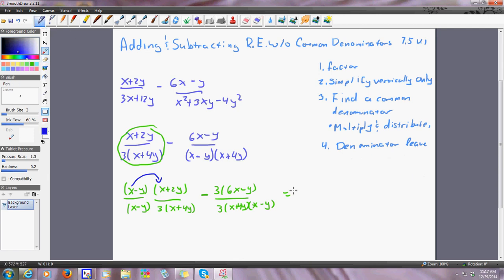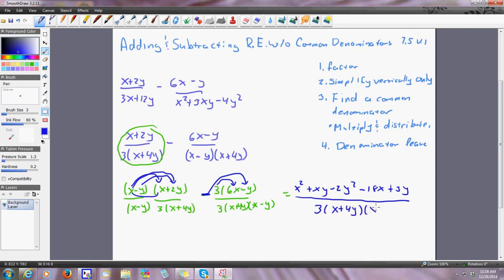I got x squared plus 2xy minus xy, right? Plus 2xy minus xy gives me plus xy minus 2y squared, minus, now I'm going to distribute this, but I have to negate it. So 3 times 6x is 18x, so it's going to be negative 18x. And I get negative 3y, but plus 3y because of the negative sign. All over 3 times (x + 4y) times (x - y).